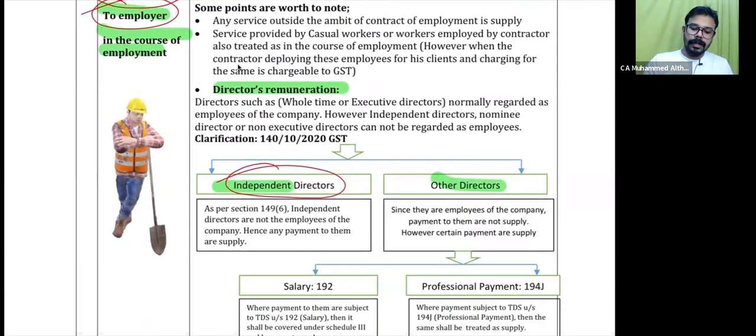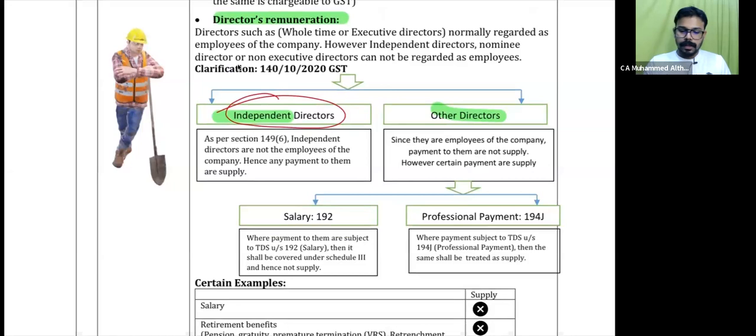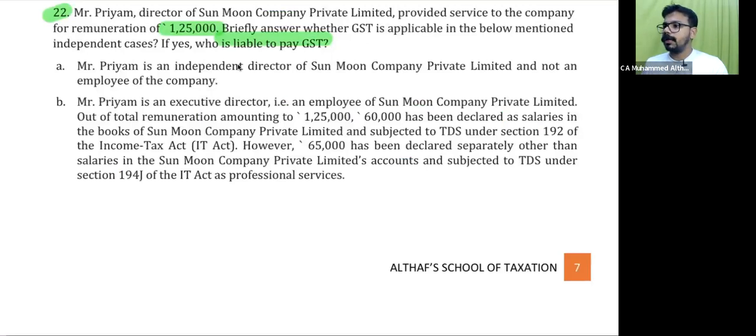But when it comes to other directors, who are employees, if a company is paying salary to the director, then it is not a supply. However, if the company is making a professional payment to an employee director, that will be a supply. I've already told you this, so I'm not going to discuss the theory in detail. I'm hoping everybody knows this theory. Further, you also have to refer to RCM. We have already discussed that services by a director to a company are covered under RCM. With this theory, you have to answer this question.